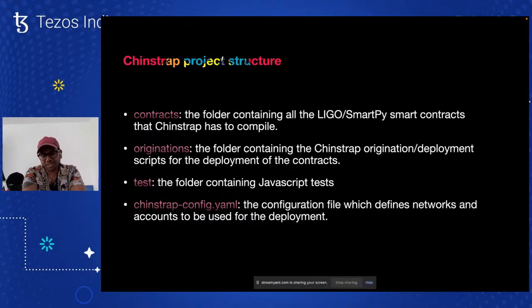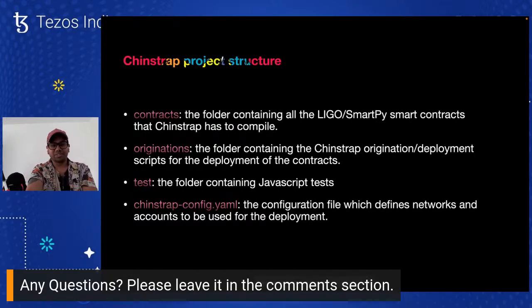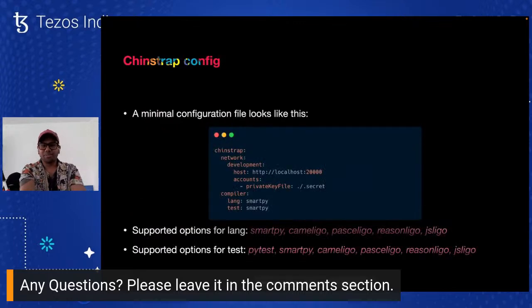So Chinstrap config is where we have the actual configuration for Chinstrap. So this is how a basic Chinstrap configuration looks like. Under network, we configure the network we want to work with. For example, here it's configured to work with development, where our local sandbox is running, localhost 20,000 port, and accounts is a list of private keys that we can use for deployments. So here in private key file, I have a file named .secret, which contains the private key that we use for deployment, like that I used for deployment here.